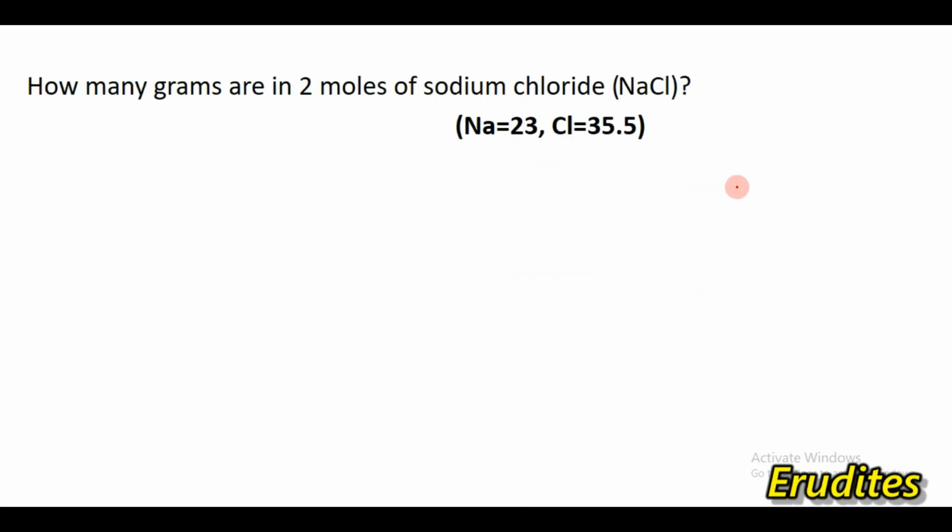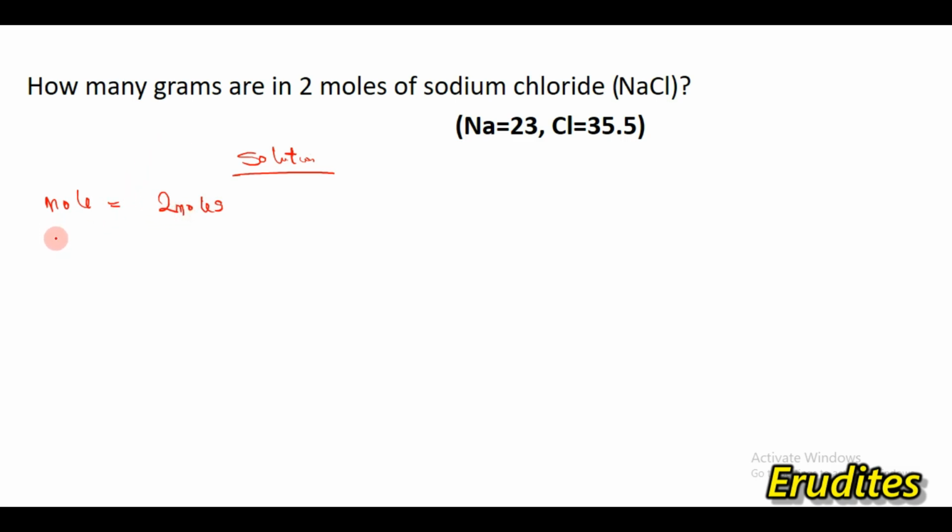Let's look at the next example. The second example is, how many grams are in 2 moles of sodium chloride, given that the relative atomic mass of sodium is 23 and the relative atomic mass of chlorine is 35.5? So we are calculating the grams. How many grams are in 2 moles of sodium chloride? The number of moles we are given is 2 moles of sodium chloride.